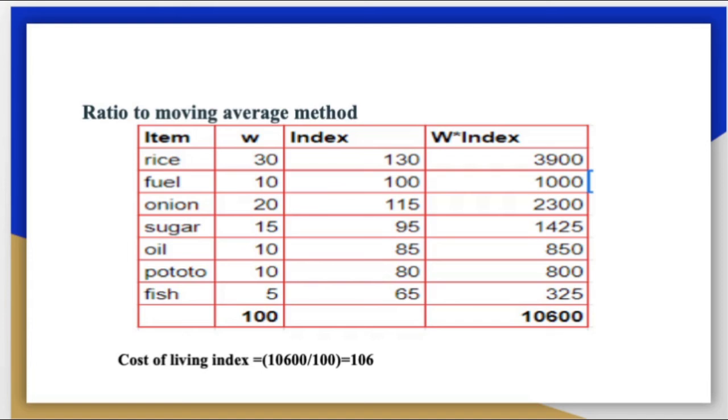So these are some more calculation parts. If you practice many problems, you can easily understand and be able to construct the cost of living index or consumer price index as you like.